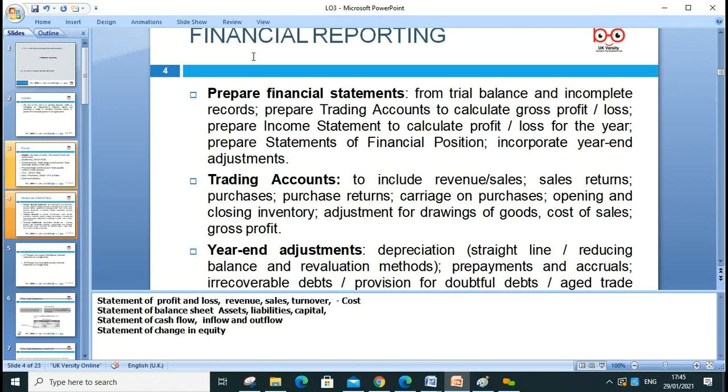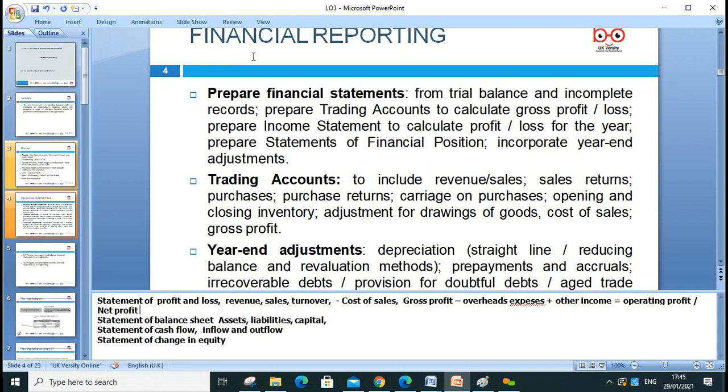But then we said cost of sales, then we said equal to gross profit. Then we said minus overheads, expenses, plus other income equals operating profit. Or we can call it minus taxes, we can call it net profit. That's what we learned in previous lessons, which I mentioned.